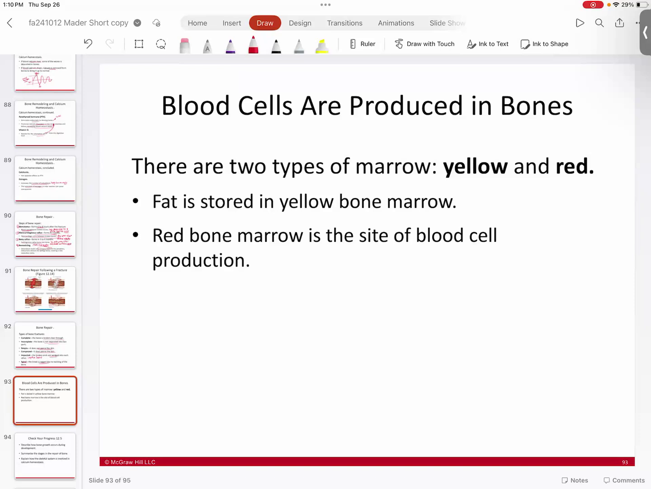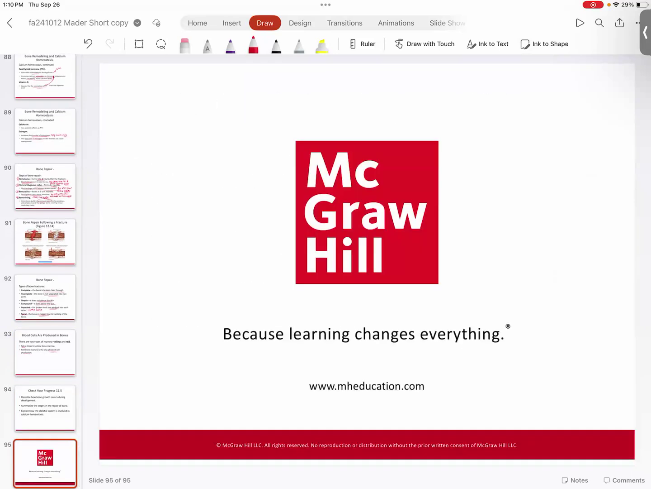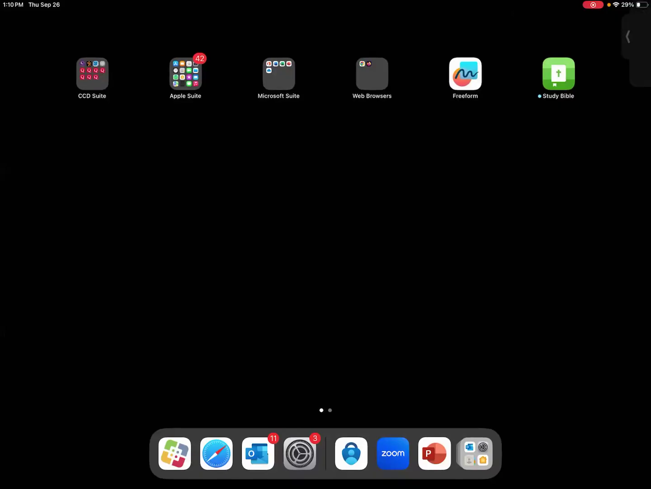And then finally, of course, we have the bones as a reservoir for marrow. We have yellow and red marrow. Yellow is basically fat. That's where you store your fat. And red marrow is basically the site of your red blood cell production. Okay, and so we learned about that in chapter 6. And that is the end of chapter 12.